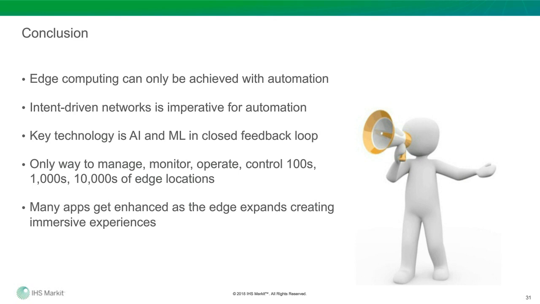I just wanted to remind everyone that we took a look at edge computing to start with. It's going to be a highly distributed environment, and that can only be achieved with automation. It will be impossible for humans to manage all of that in real time. We also looked at intent-driven networks and understood how that's an imperative for automation, as intent will be a key element of understanding whether or not the network is behaving appropriately.